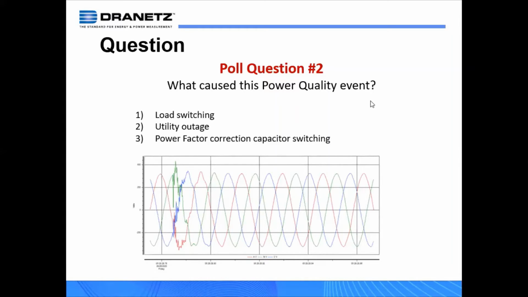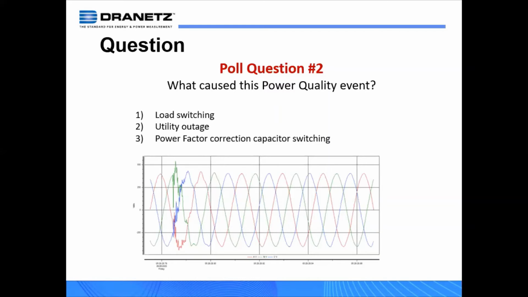All right, so by far, absolutely, power factor correction, capacitor switching is what caused this event. Now, from a power quality perspective, and this is something that we're going to cover in subsequent modules, this is probably one of the most common types of events that can cause things such as nuisance tripping on VFD loads, UPSs, things of that nature. We'll talk a little bit about those things in the later modules. But yes, power factor correction is by far the cause of this event.